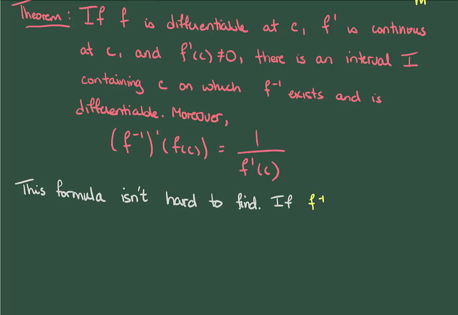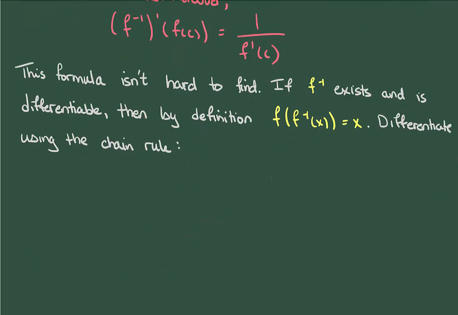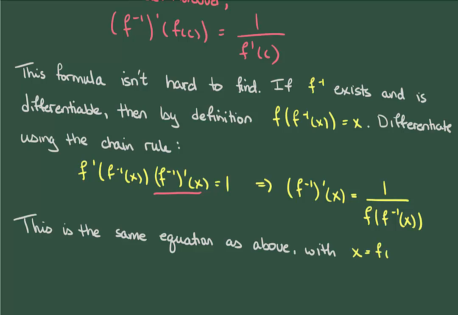If we start by supposing that the inverse exists and is differentiable, then by definition of the inverse function, we know that f of f inverse of x is equal to x. So let's differentiate this using the chain rule. Treating f and f inverse as separate functions, and using the fact that the derivative of the right-hand side is 1, we get this. Now we're looking for the derivative of the inverse, so let's solve for this to get the following. And while this might look different than what's at the top of the screen, it's actually the same if we plug in x equals f of c.